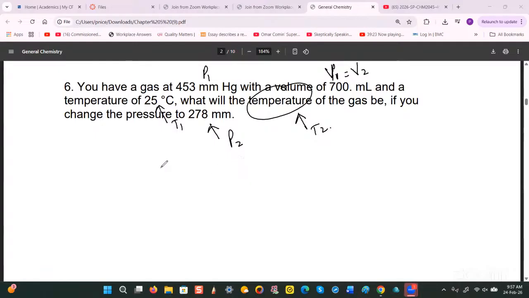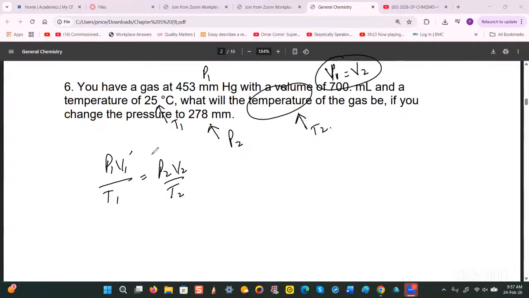So the question now becomes, what's the relationship between all these terms? And that would be, again, another equation you would have met before. P1 V1 over T1 is equal to P2 V2 over T2. In other words, the ideal gas equation. Now, because V1 is equal to V2, that makes life a lot easier for us.